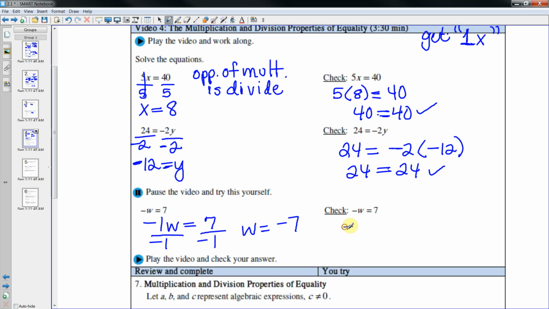So if I'm checking that, does negative a negative 7 equal 7? Well, double negatives would cancel each other out and give me positive 7. So 7 equals 7, that works.